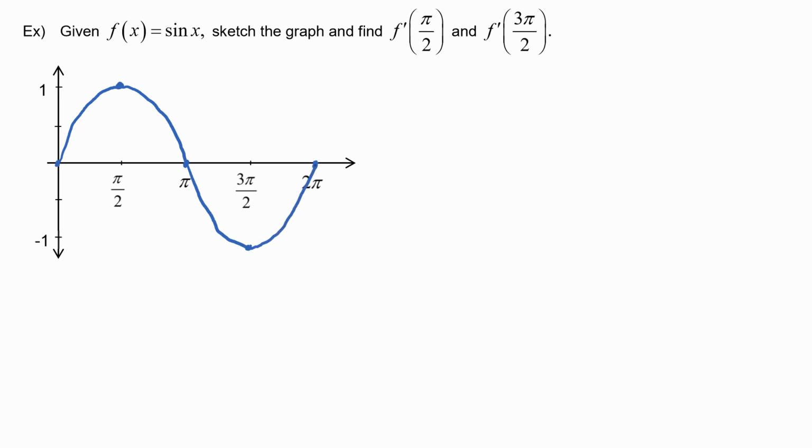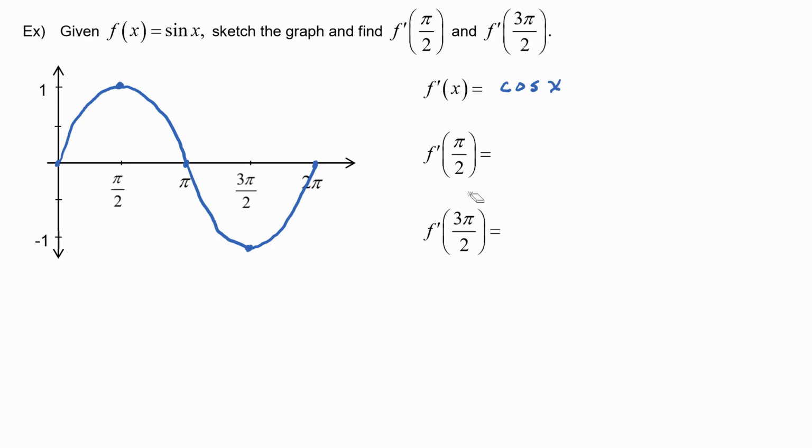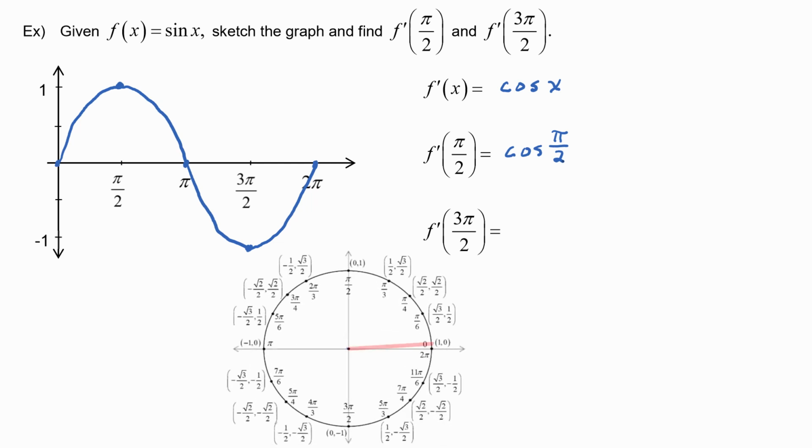And there's our quick sketch of sine of x. Now, f prime of x is going to be the derivative of sine of x, which is cosine of x. Which means to evaluate f prime of pi over 2, we just have to find the cosine of pi over 2. And looking at the unit circle, we see that that is going to equal 0.